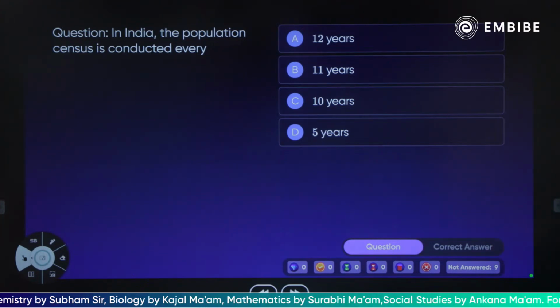Now, let's quickly answer this question, which is, in India, the population census is conducted at a gap of how many years? 12, 11, 10 or 5?